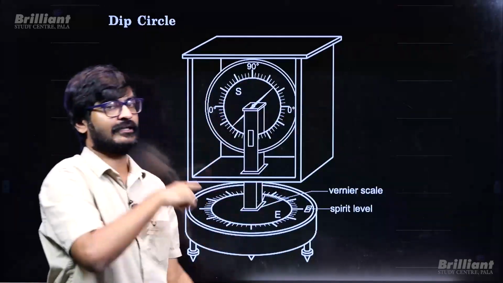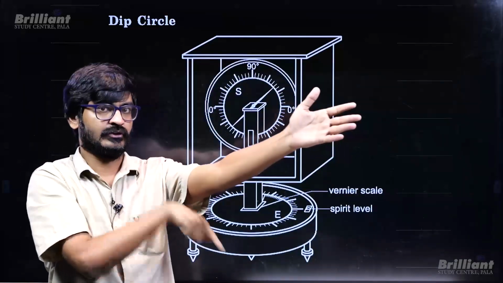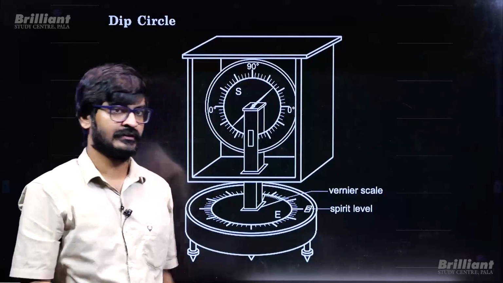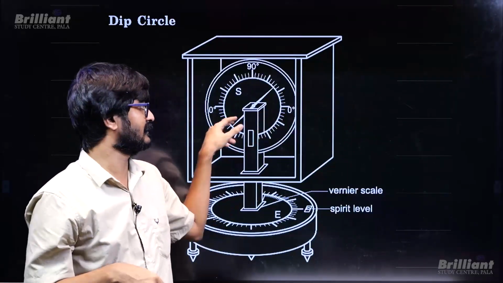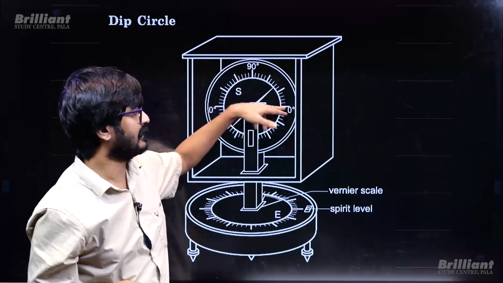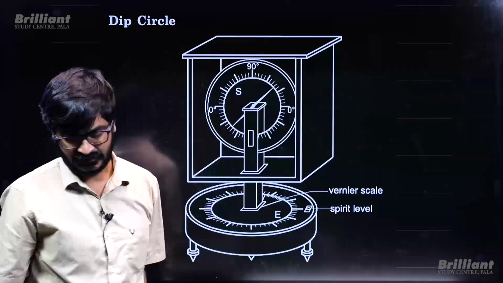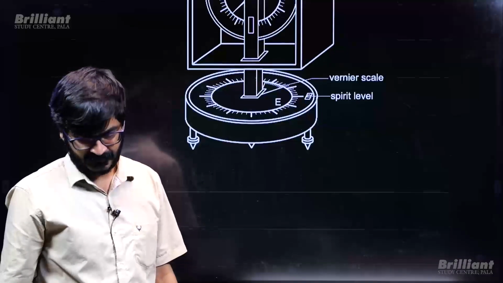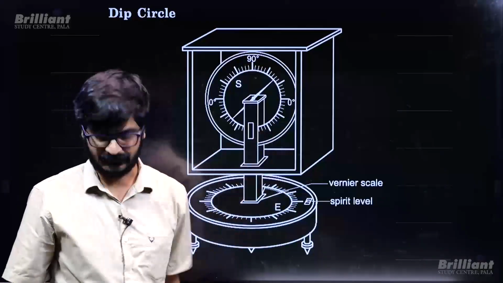This magnetic needle can rotate in this plane, so it will point exactly in the direction of the total magnetic field. Once it is pointing exactly in the direction of the total magnetic field, we can read the angle. Initially it will be like this. When it shows some angle, we can easily figure out the dip angle. So this instrument is used to measure the dip angle. For that, if you want to measure the actual dip angle, we need to place it in the magnetic meridian plane.